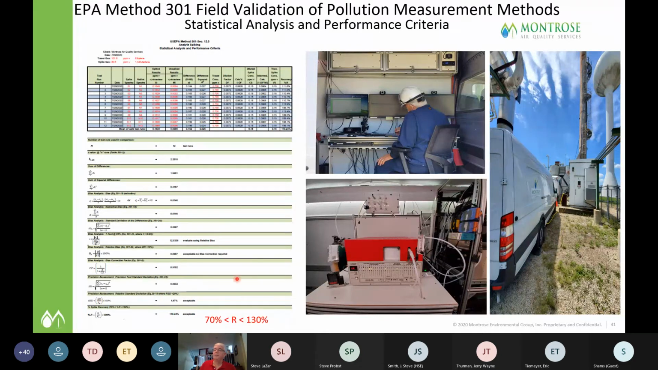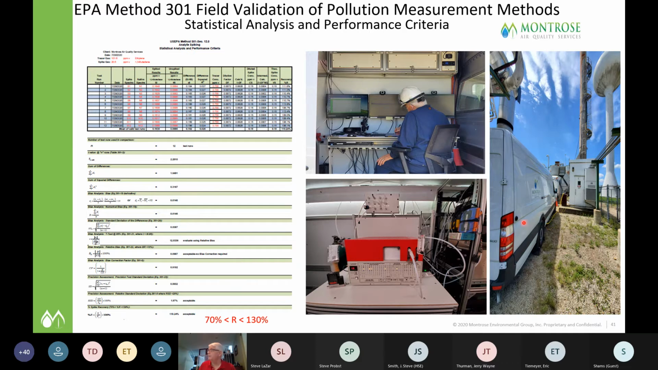But the big one is: is your recovery system valid? Is it between 70 and 130 in order for it to pass the requirement? 1,3-butadiene was 110%, which is what this one is. Acrylonitrile was 105%, so it passed that requirement. So it's definitely a valid sampling method to do this.